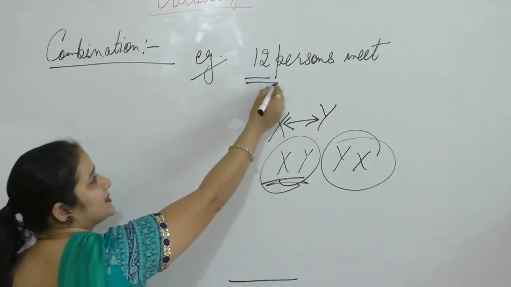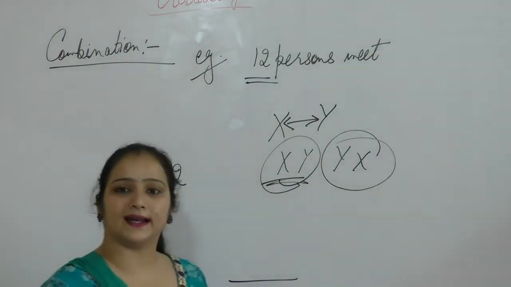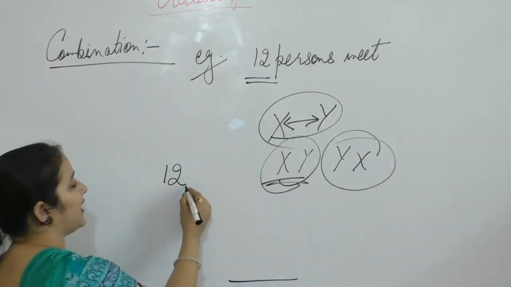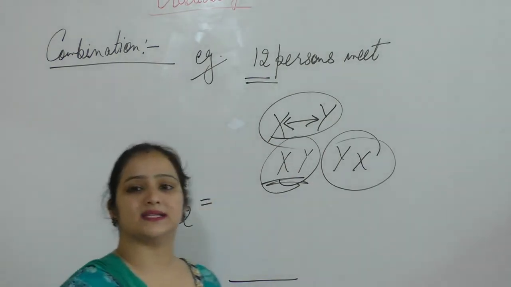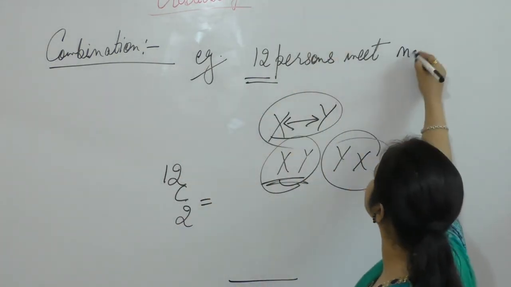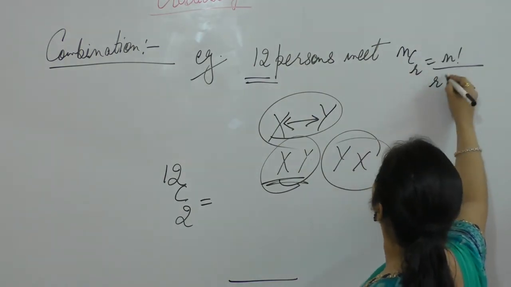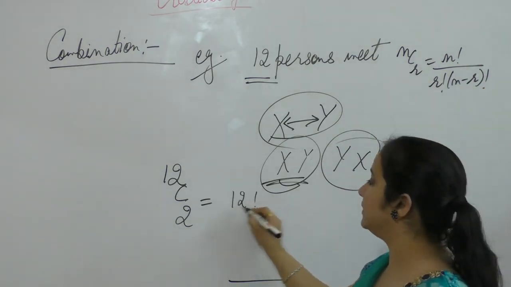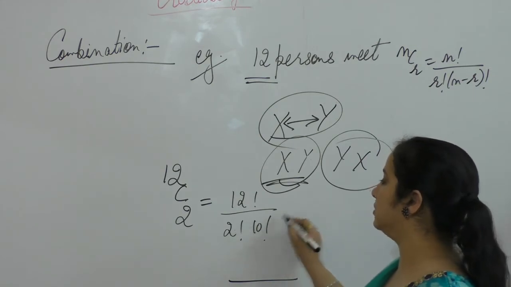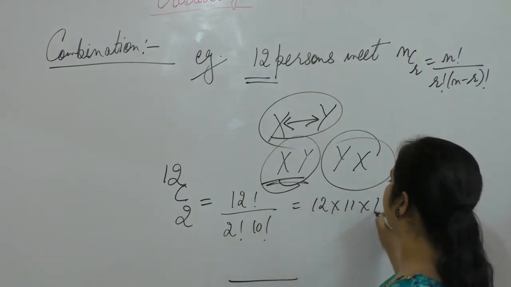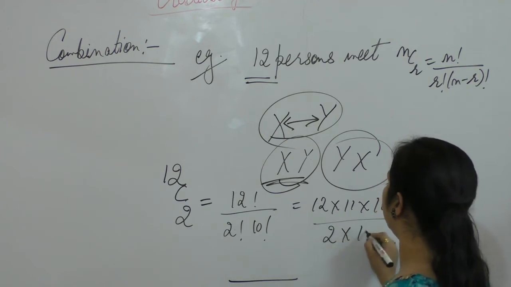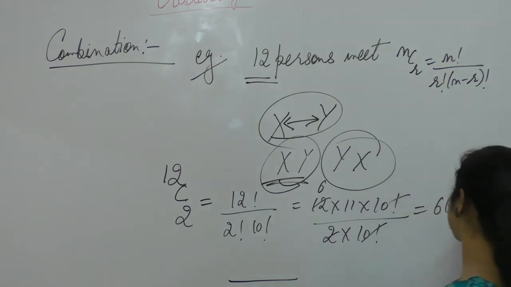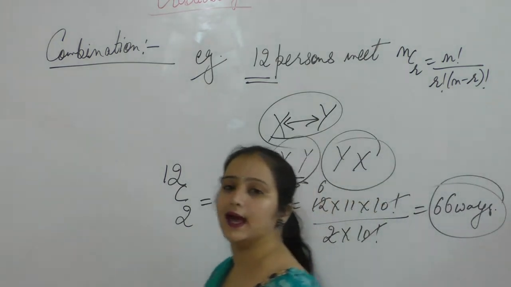Now if 12 persons are shaking hands, at least how many persons do we need for a handshake? 2. So 12C2. What is the formula for combination nCr? It is n factorial upon r factorial into n minus r factorial. So 12 factorial upon 2 factorial into 10 factorial. 12 into 11 into 10 factorial upon 2 into 10 factorial. So there are 66 ways in which 12 persons shake hands.